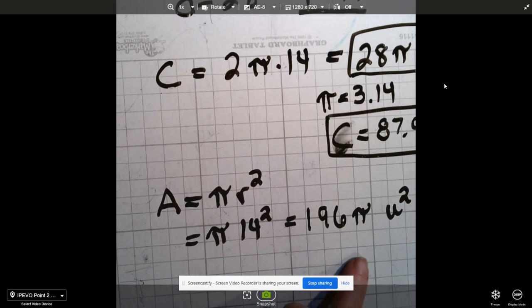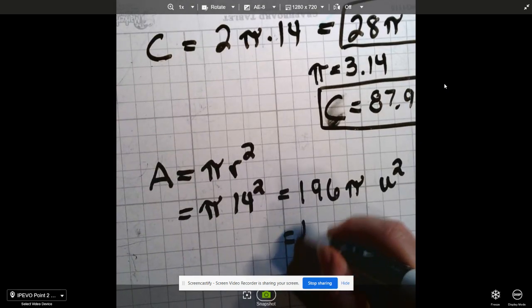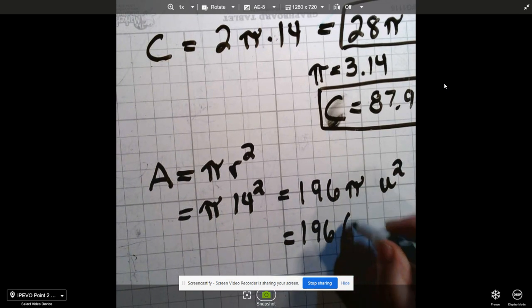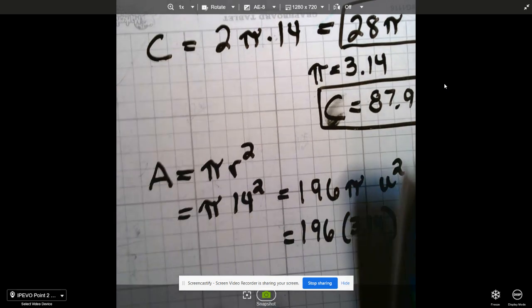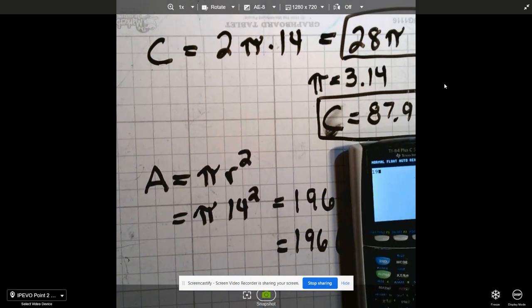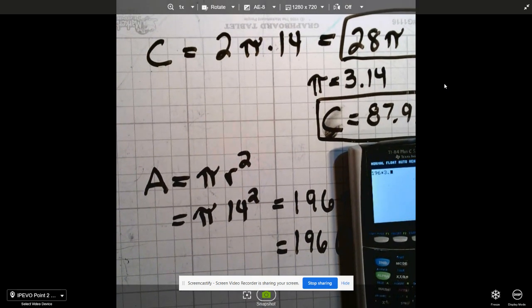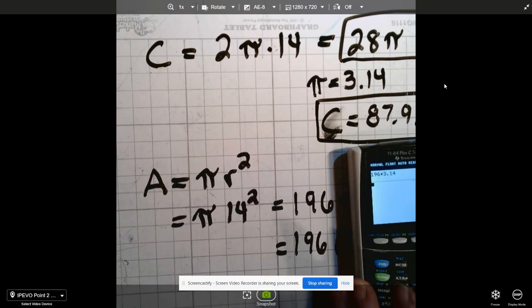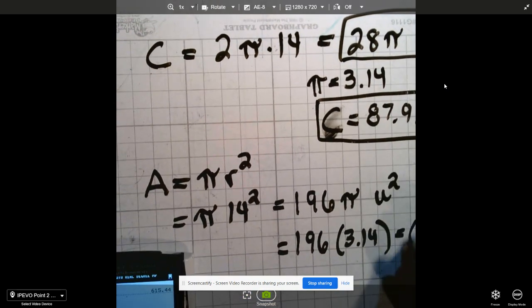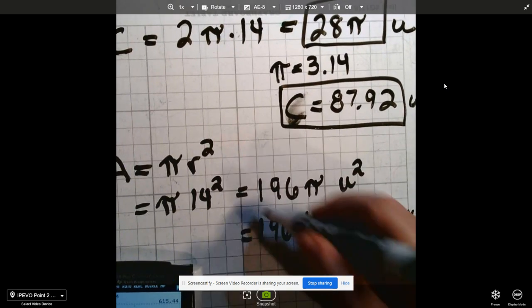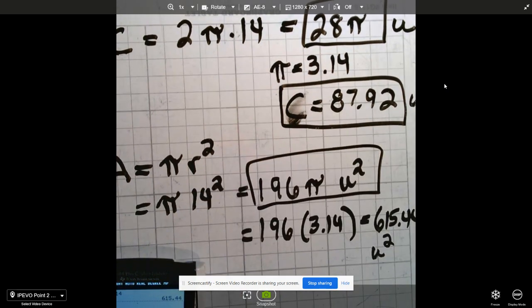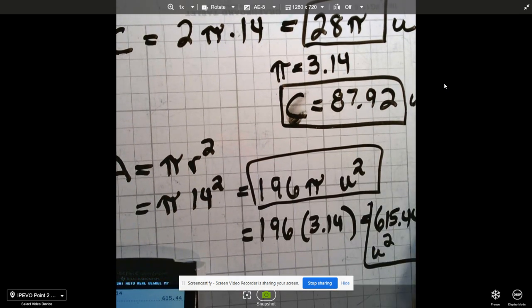But if they ask you to round it to some decimal, then you would say 196 and you would say 3.14 for pi. And again, let's go to our calculator. 196 times 3.14, you would get 615.44. And then that would be units squared. So this would be your answer in terms of pi, and this would be your answer if you wanted to round it to some decimal.